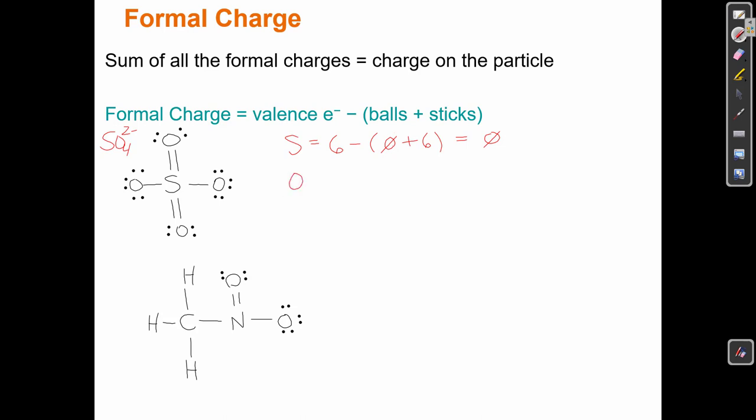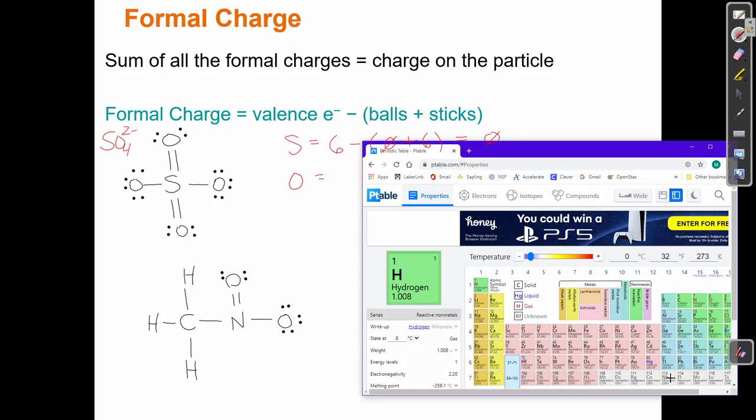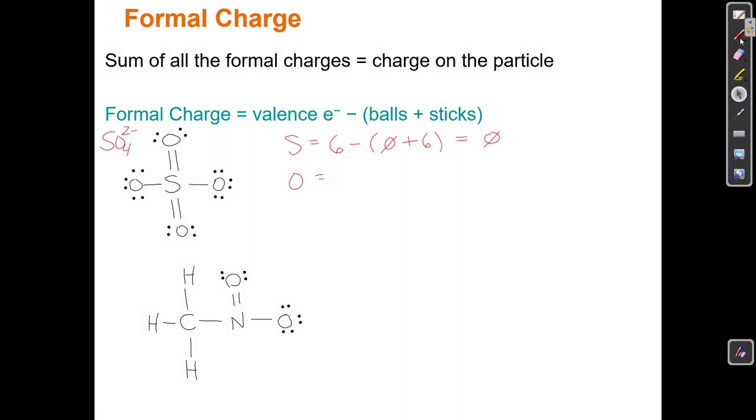Let's look at the O. There's two different types of O here, so we'll look at this first one here. This O has 2 bonds. So each O, doesn't matter whether it has 2 bonds or 1 bond, each O has, here's O, 1, 2, 3, 4, 5, 6. Each oxygen has 6 valence electrons. And in this structure, it has, let's do this one first, 1, 2, 3, 4 balls plus 1, 2 sticks. So 6 minus 6 equals 0.